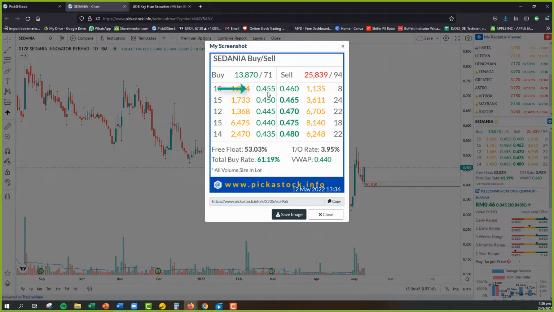Now, on the right side, it's the seller side. For example, if you wanted to sell Sedania at, let's say, 46 cents, you key in the order and you submit that order, and your order will appear at the right-hand side at 46 cents.